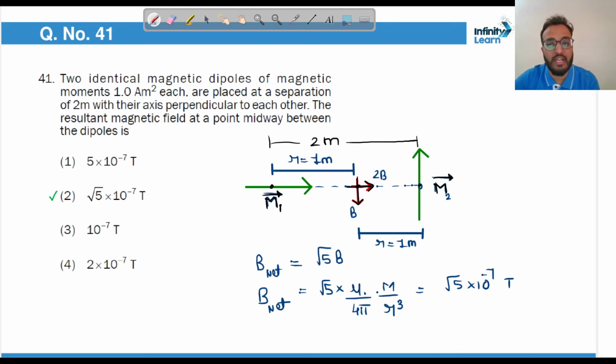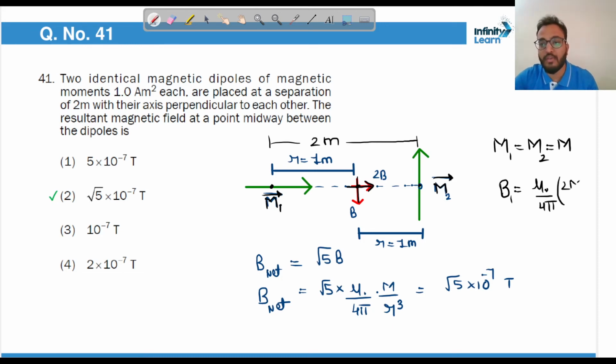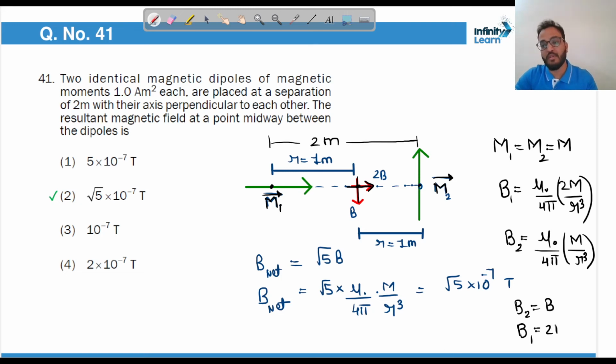See, M1 and M2 are both the same in magnitude. M1 is equal to M2 is equal to M, right? So magnitude-wise they are the same. Now what is the field due to M1? Let me write it down. The field due to M1 will be B1, which is mu naught by 4 pi into 2m by r cube. And B2 will be, since it is the equatorial position, mu naught by 4 pi into m by r cube. Now if I say B2 is equal to B, then B1 simply becomes 2B.